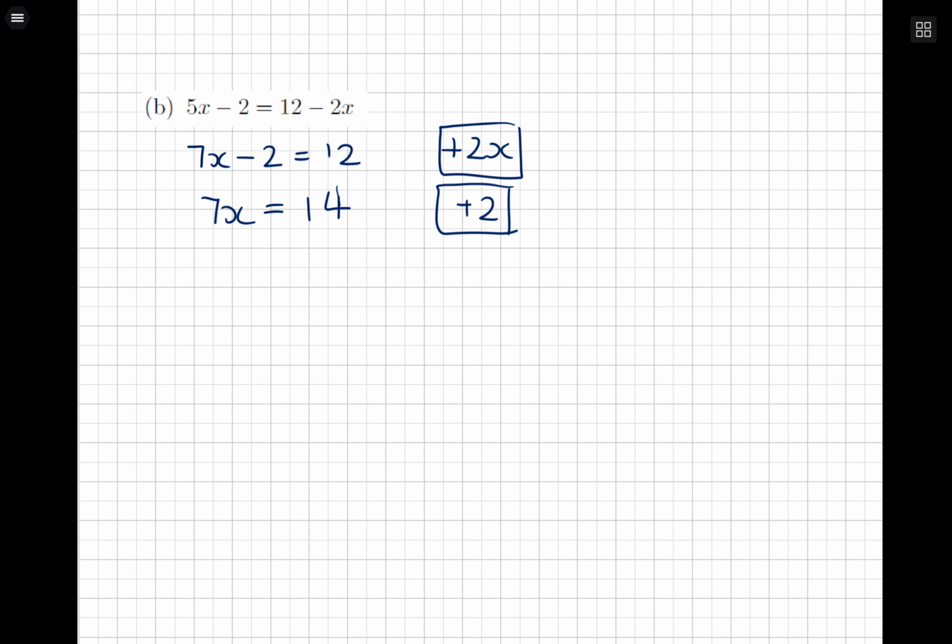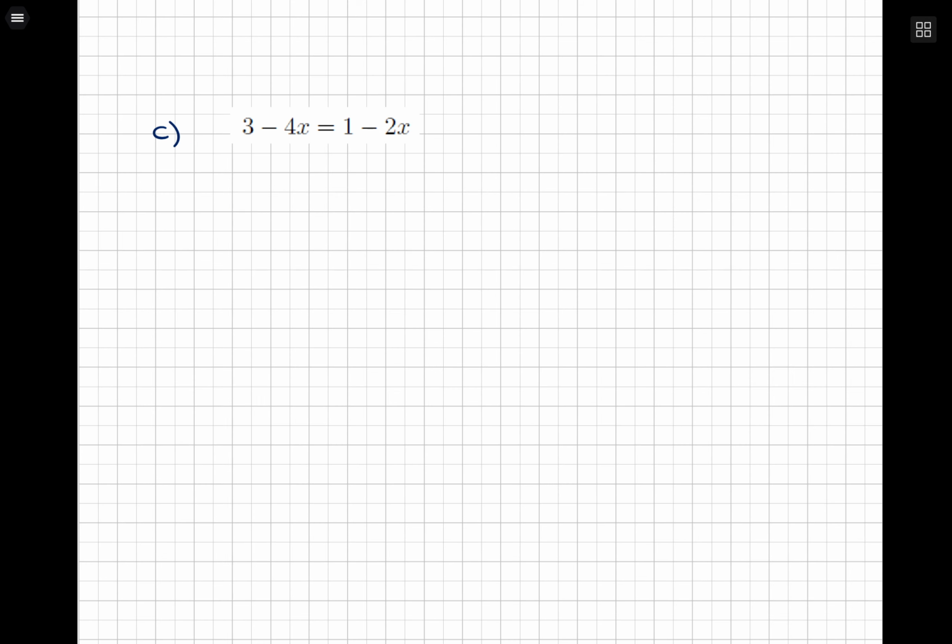Okay, 7x equals 14. We've got to get rid of that 7, it's attached by multiplication. The inverse operation is to divide both sides by 7, and so therefore we end up with x is equal to 2. Okay, and the next one, we've got 3 minus 4x equals 1 minus 2x.